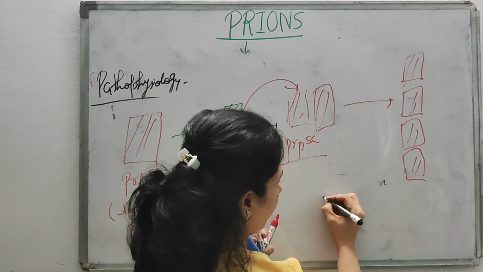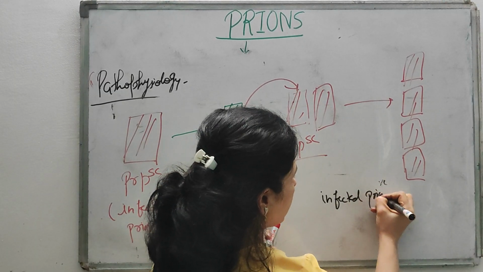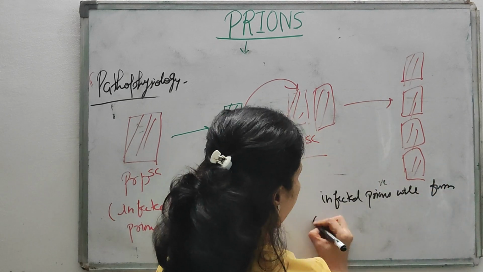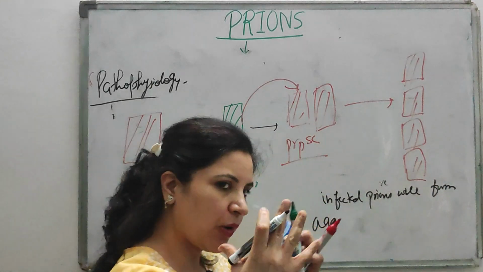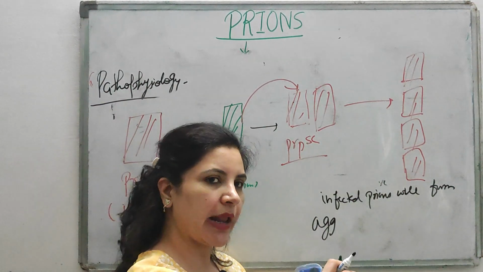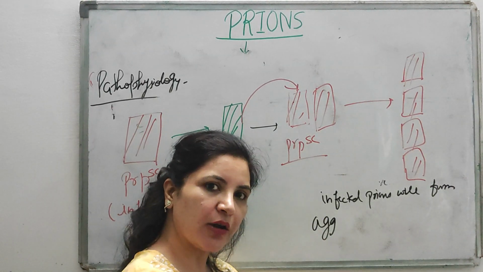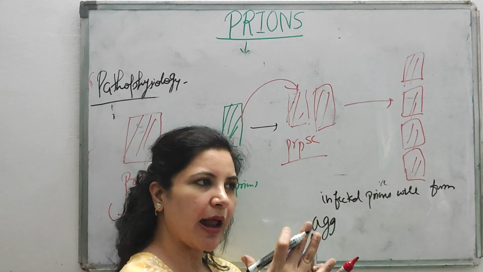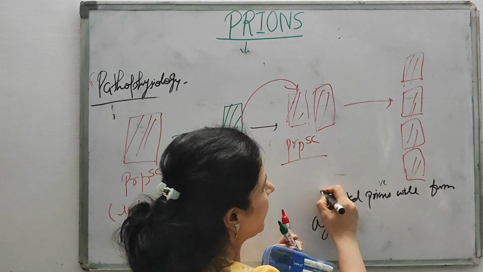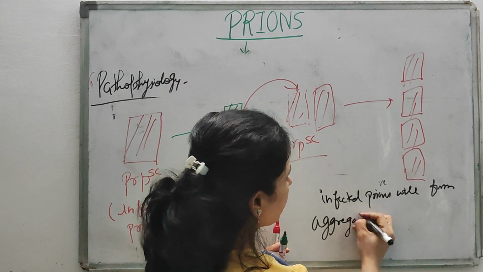And all these infected prions will form what? Will form your aggregate, because they have a property of clumping each other. Suppose there is one abnormal prion and it converts a normal prion into abnormal, and that abnormal one again and again converts normal into abnormal. Then ultimately there is an aggregation or clumping. Okay, so then infected prions will form aggregates, or you can say clumps.